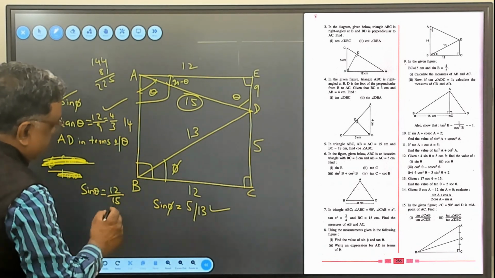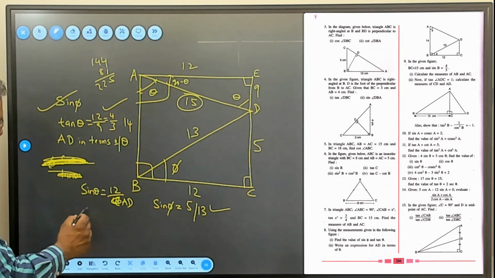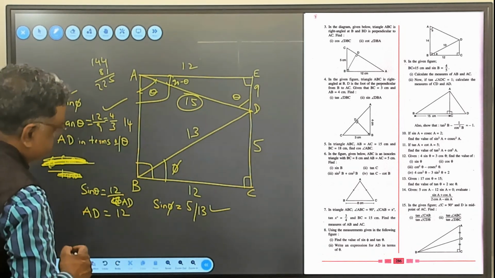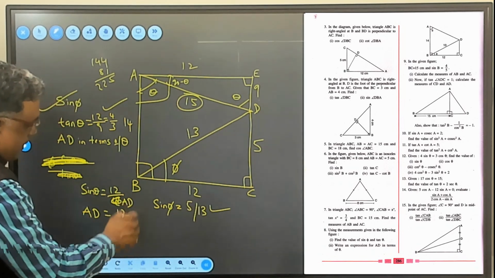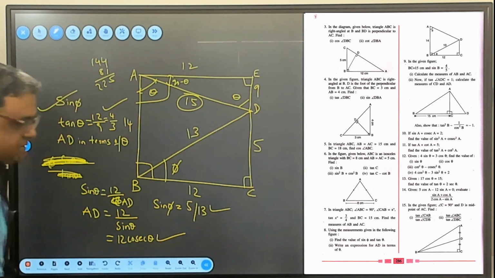Or I have to write in terms of AD. So let me take it as AD only, 12 upon AD. So AD will become 12 upon sine theta. So 1 upon sine theta, I can write it as cosec theta. So this is the answer. Okay.